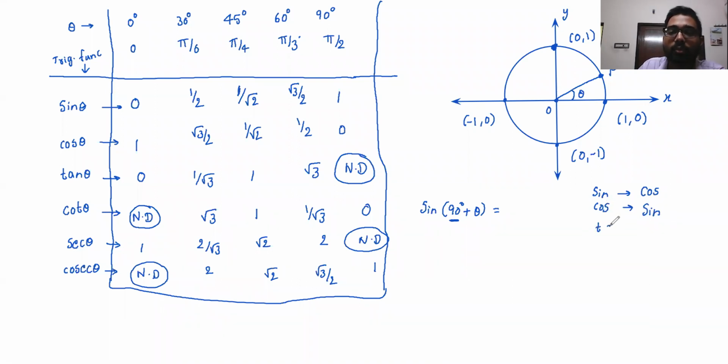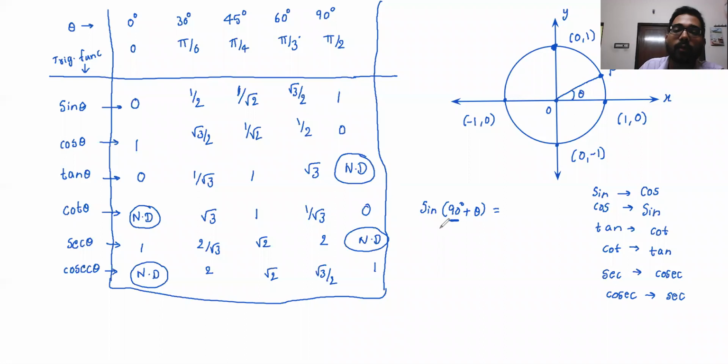tan will change to cot, cot will change to tan, secant will change to cosecant, and cosecant will change to secant.